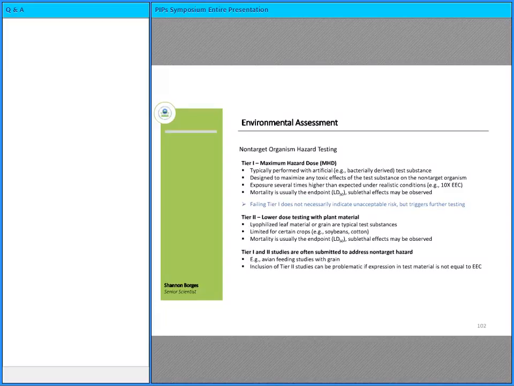All right. Here's just a little bit more information on the Tier 1 and 2. As I had mentioned, the Tier 1 is usually a maximum hazard dose study. It's performed with artificial test material, and it's designed to maximize any toxic effects of the test substance on the non-target organism. And it's a worst-case exposure, so exposure is supposed to be several times higher than what's expected under realistic conditions, so 10 times the expected environmental concentration, or EEC. And mortality is usually the endpoint, but sublethal effects may also be observed.